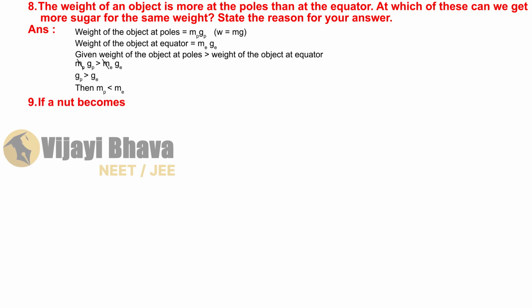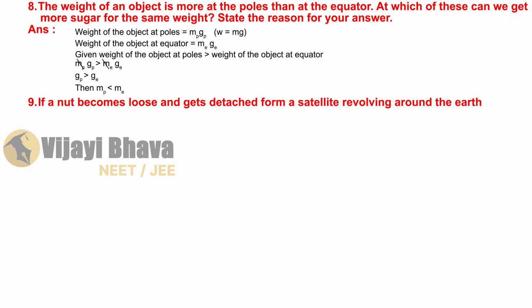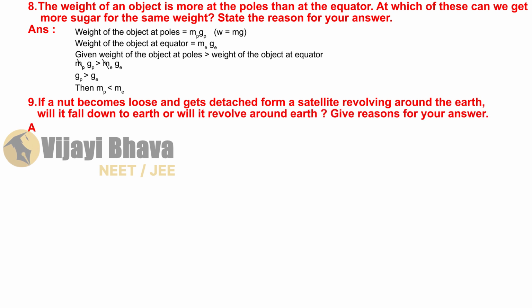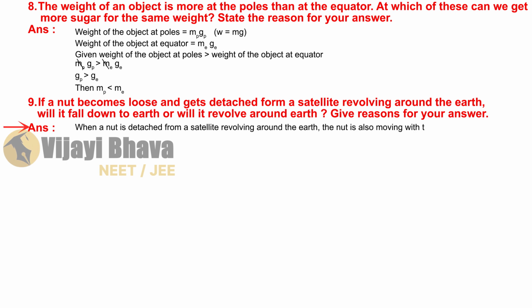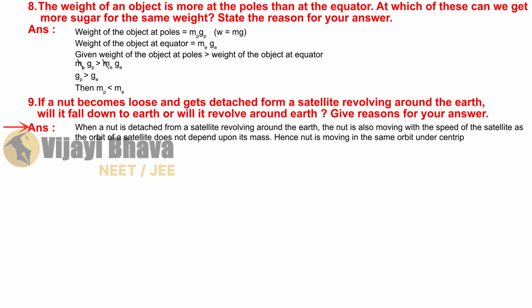If a nut becomes loose and gets detached from a satellite revolving around the earth, will it fall down to earth or will it revolve around earth? Give reasons for your answer. The answer for this is, when a nut is detached from a satellite revolving around the earth, the nut is also moving with the speed of the satellite, as the orbit of the satellite does not depend upon its mass. Hence, the nut is moving in the same orbit under centripetal force.